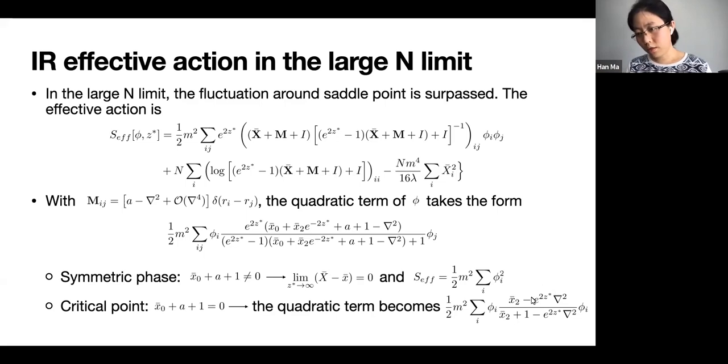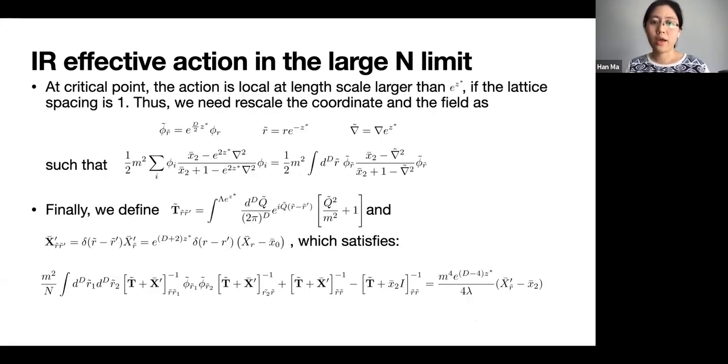And then because there is an e to the 2z factor here, we can see that the action is actually local only at length scales larger than e to the z star. So if we would like to get a local effective action, we need to rescale the coordinate and the field accordingly. Then with this scaling rule, we are able to write down the quadratic term in phi in this scale invariant form. So this is our final goal, to find the effective action, to write some action in the scale invariant form in the large Z star limit.